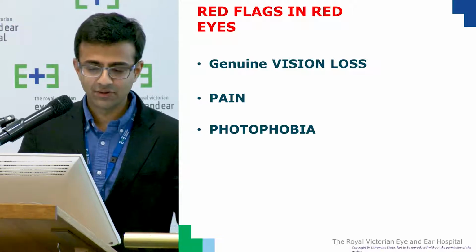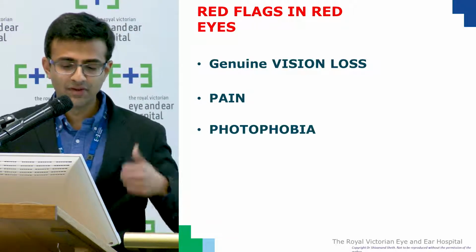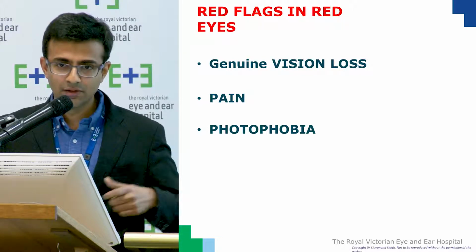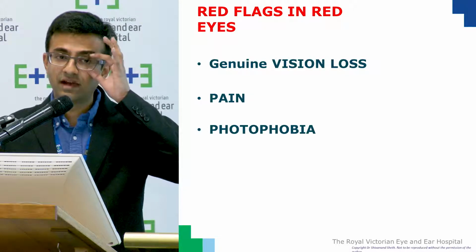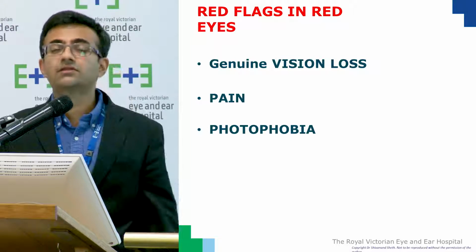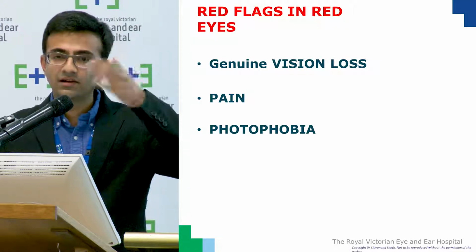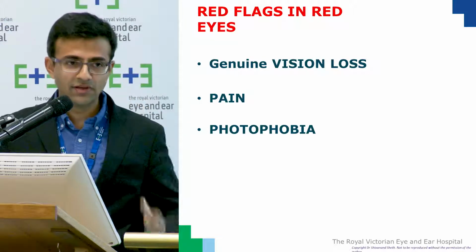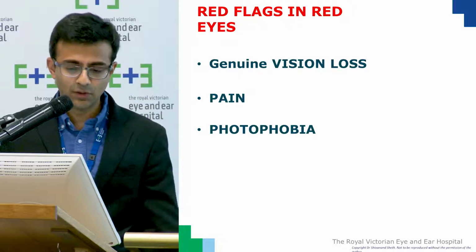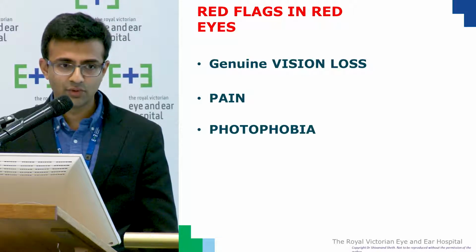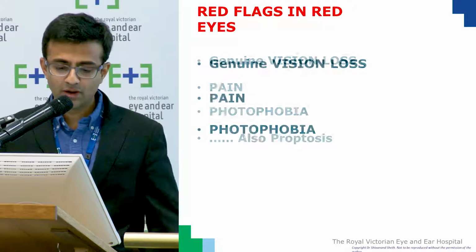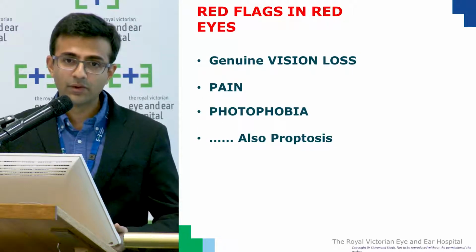Red flags and red eyes. Just to summarize what I've told you: if there is genuine vision loss, not because the patient has a puffy eyelid with conjunctivitis and you're checking his vision with the eyelid half droopy, that's not genuine. You have to lift the eyelid, watch the discharge, put a drop of benoxinate, check his vision. If it's genuinely low, send them to us. Pain and photophobia. And there's one more red flag that I had included. It would be called proptosis.